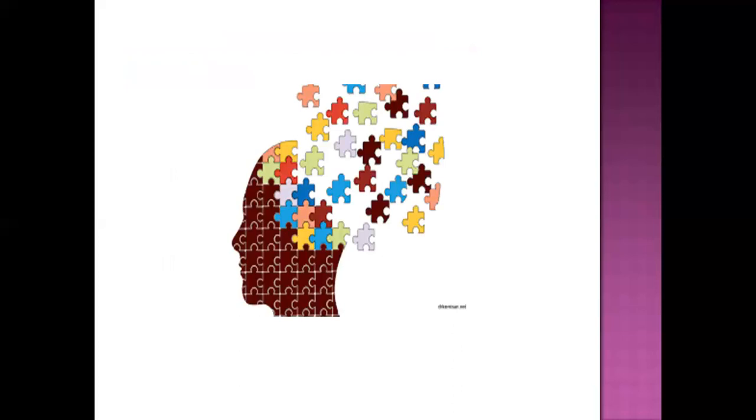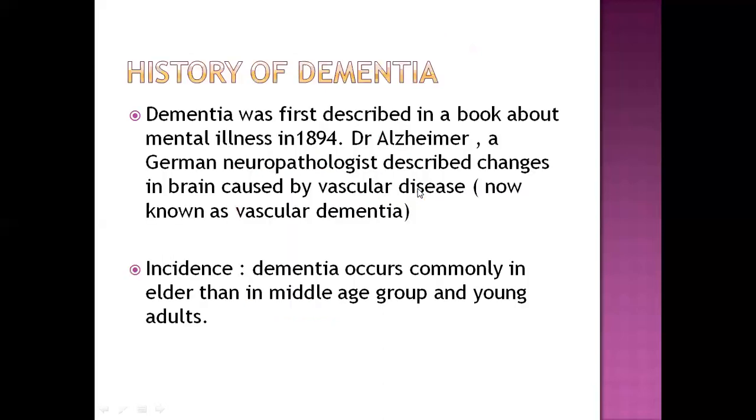This is a picture for dementia characterizing degeneration of tissues, brain cells. Dementia was described as a mental illness by Dr. Alzheimer, who was a German neuropathologist, who described this disease as a disease in the brain or changes in the brain caused by vascular disease. It commonly occurs in elder people or old age people, more than in the middle age group and young adults.